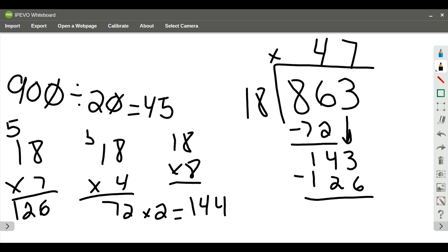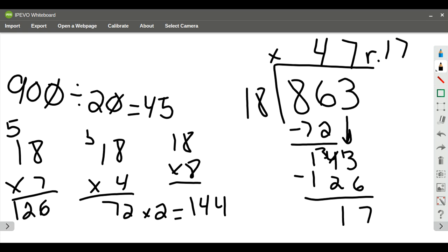Then when I subtract that, I have to do some regrouping. So I do 13 subtract 6, which is going to be 7. 3 subtract 2, which is going to be 1. 1 subtract 1, which is going to be nothing. So my answer here is 14 remainder 7.